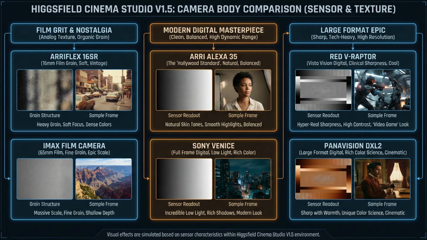If your scene is dark and moody, then you can pick the Sony Venice because it sees in the dark better than anything else. If you want a crisp, high-contrast video game look, then you can use Red V-Raptor. For that same sharpness, but with a warmer, more cinematic feel, you can go with the Panavision DXL2.